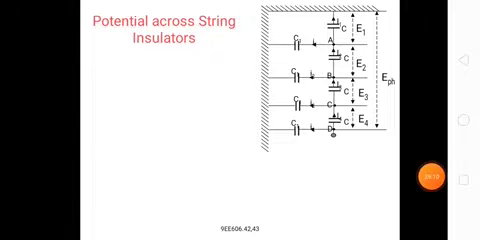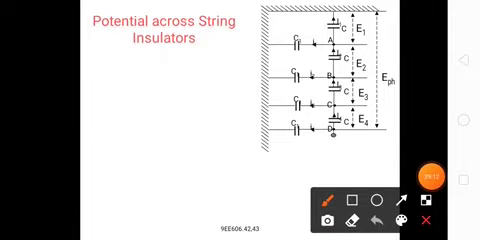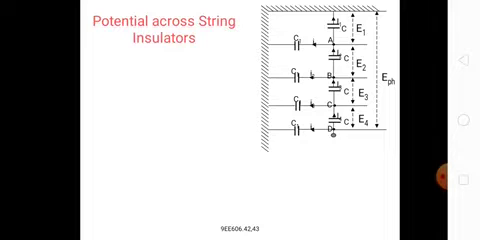See the figure: here E1 means mutual capacitance, and here is the shunt capacitance. The current entering the capacitances is I1, small i1, capital I2, small i2, capital I3, small i3, and I4, small i4.